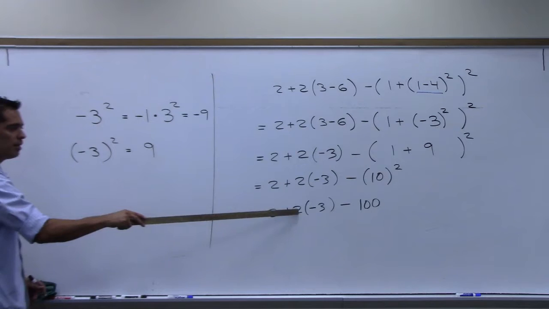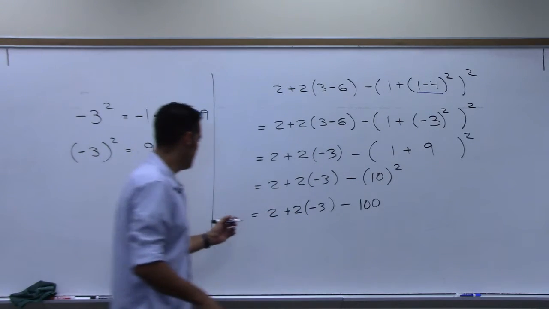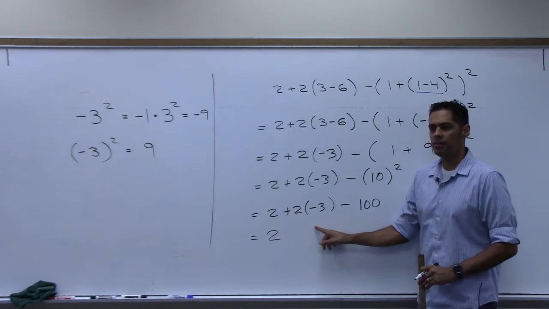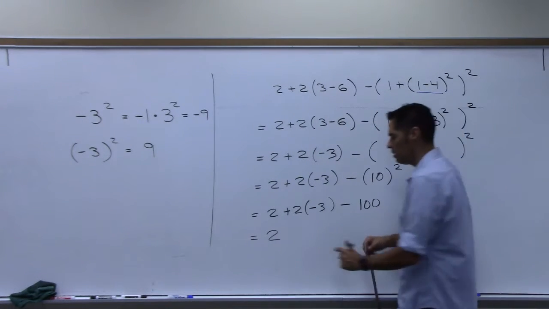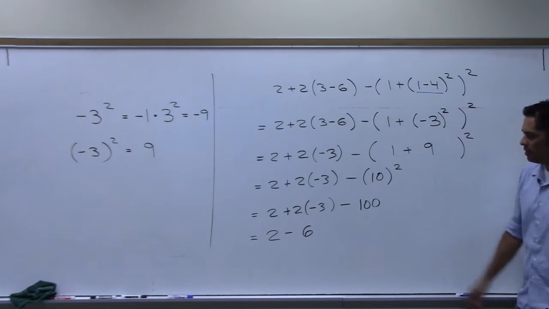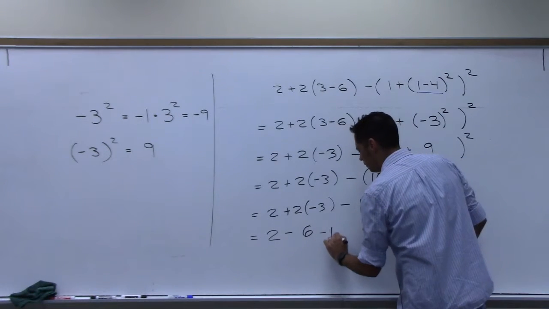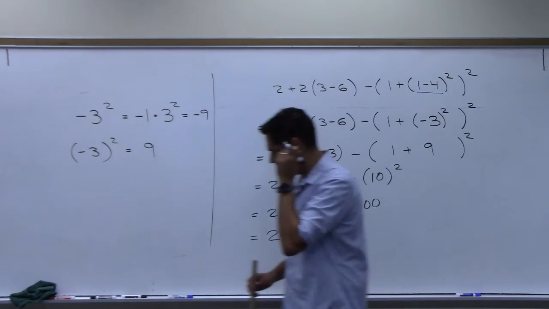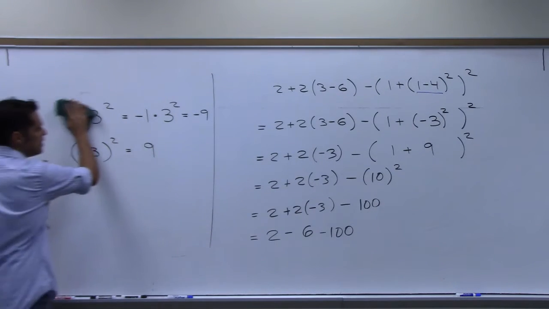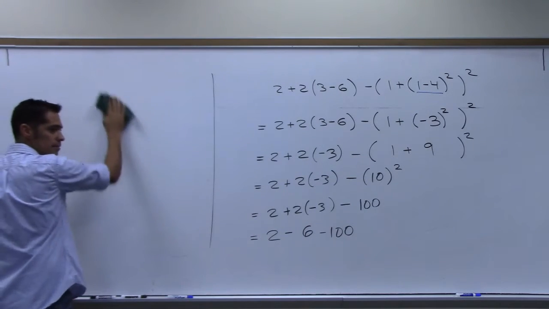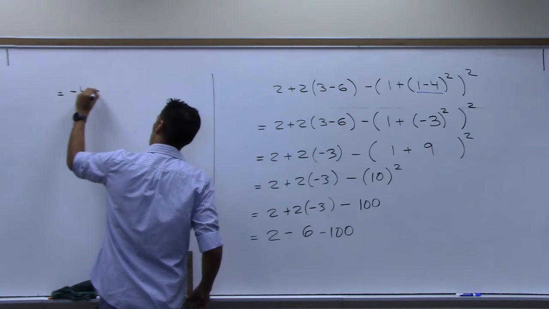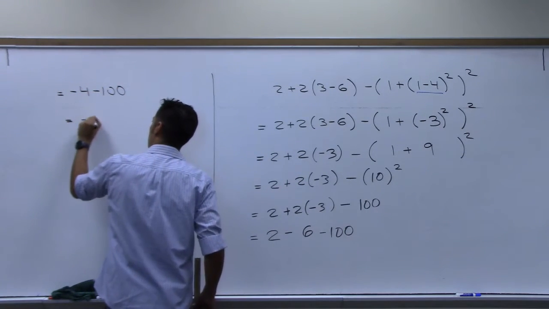Multiply the 2 times the -3, which is -6. So I'm going to write 2, and should I write plus -6? What should I write? -6. Because when you add a negative, it's the same as subtraction. And then we can write down this part, -100. All we have left is subtraction, right? Left to right. What's 2 take away 6? -4. Take away 100. -104.